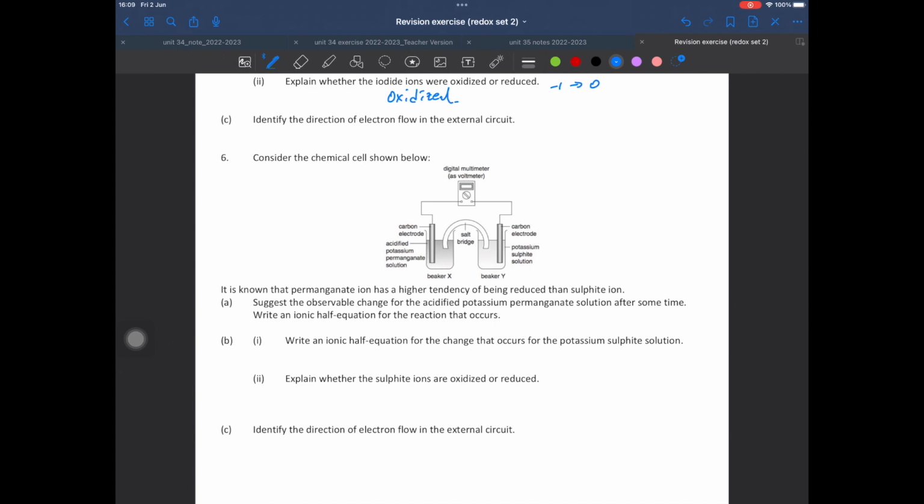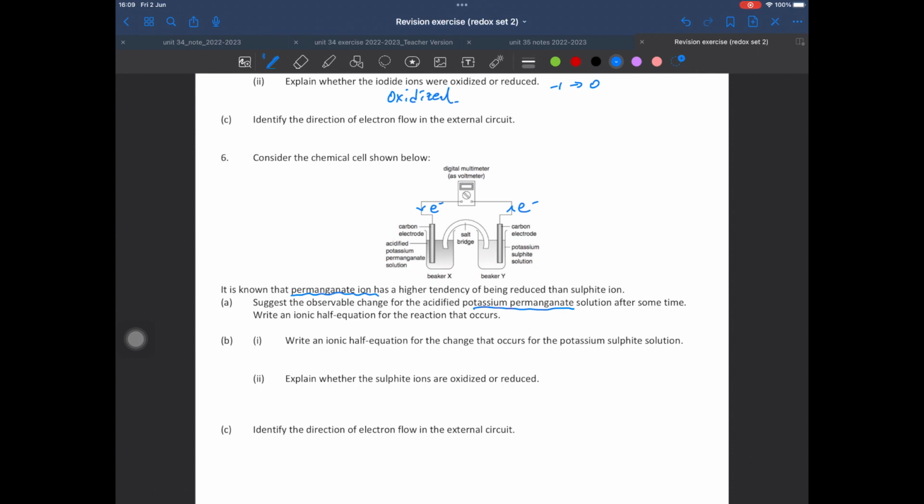Question 6. Well, first, you are given, yes, the permanganate ion higher tendency to be reduced. That means the potassium permanganate solution going to receive electron. And here is the direction flow of electron. Part A suggests the observable change for the potassium permanganate solution in acidified.